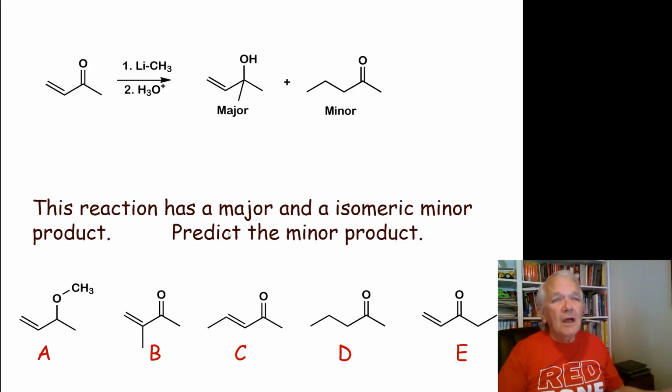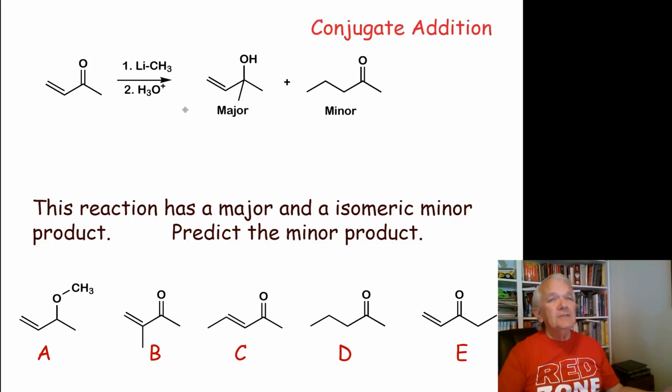Now, it's a minor product. Why? Because the methyl is a very reactive nucleophile. It sees that carbonyl carbon. It knows that's the center of positive charge. It goes directly for the most reactive center. And the lithium, of course, is associated with the oxygen. So you're adding that lithium methyl across the carbonyl. Now, this minor product, though, is called conjugate addition, and it's a really important reaction. It just happens to be minor in this case.